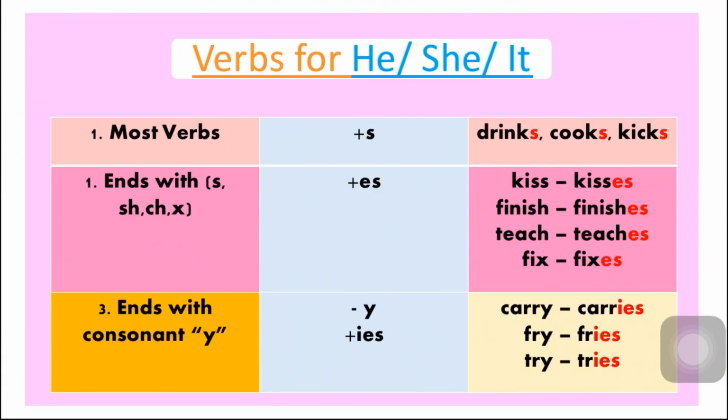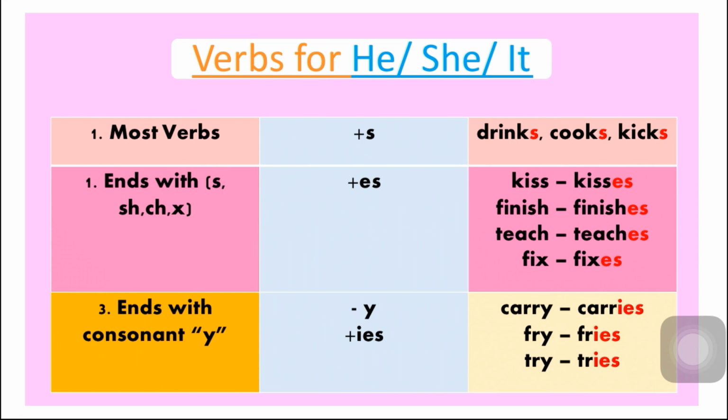So this table is for you to do your revision. You can either print it or write it down or just take it as a picture to save it. So again, most verbs we plus s. For example, drink becomes drinks. And there are words that end with s, sh, ch, and x. Kiss, finish, teach, fix, all of these we plus es.